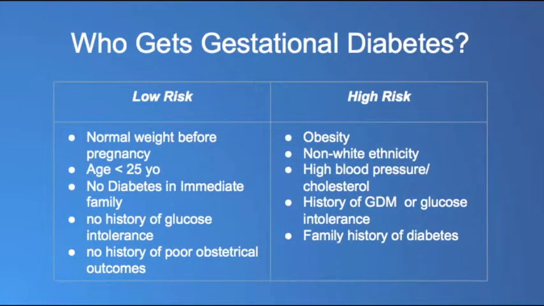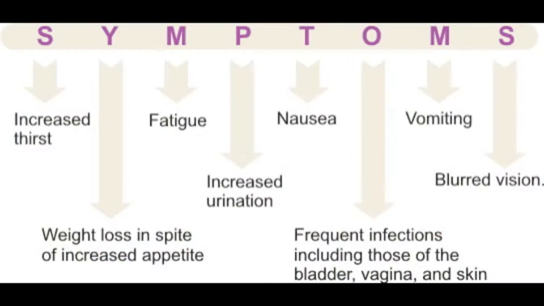Who gets gestational diabetes? Although all of the causes of gestational diabetes are unknown, there are a variety of different risk factors that have been identified. Low risk factors include a normal weight before pregnancy, age less than 25 years, no diabetes in the immediate family, no history of glucose intolerance, and no history of poor obstetrical outcomes. High risk factors include obesity, non-white ethnicity, high blood pressure and cholesterol, a history of gestational diabetes or glucose intolerance, and a family history of diabetes.